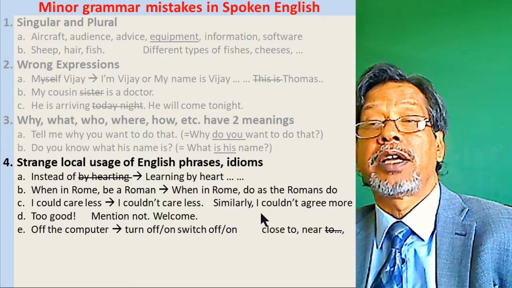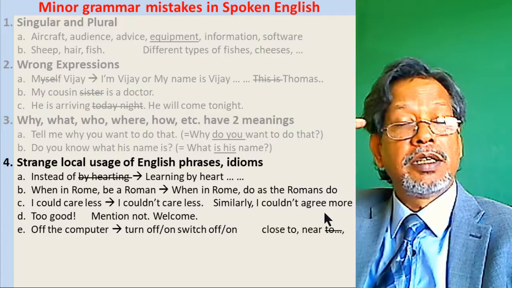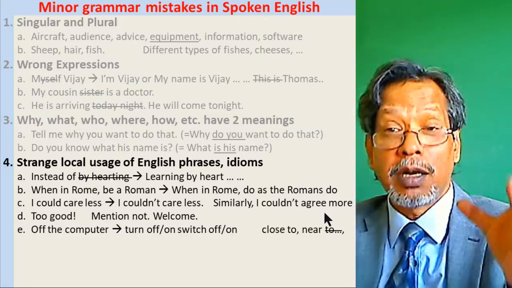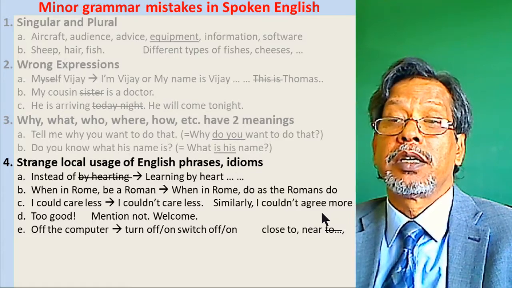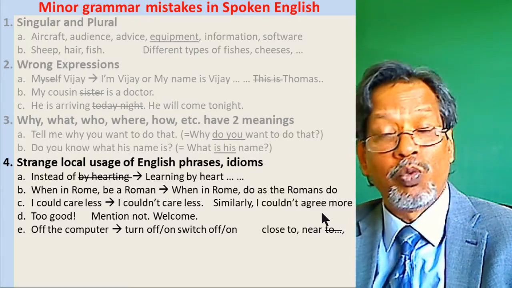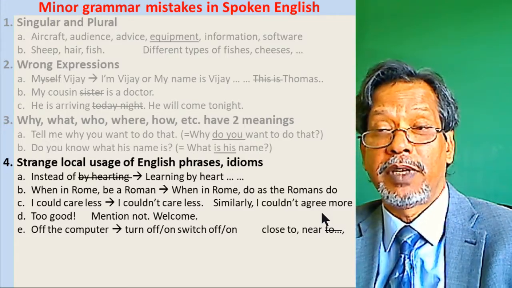Similarly, you can say, I couldn't agree more. That means I agree so much that there is no more I can agree. I agree a lot. I agree entirely. That's what it means. It's a fancy way of saying I agree 100%, or I agree totally. I agree with you fully.